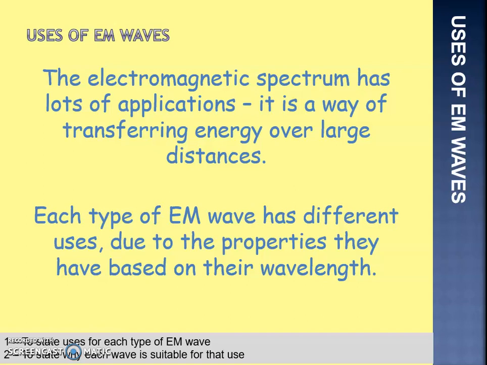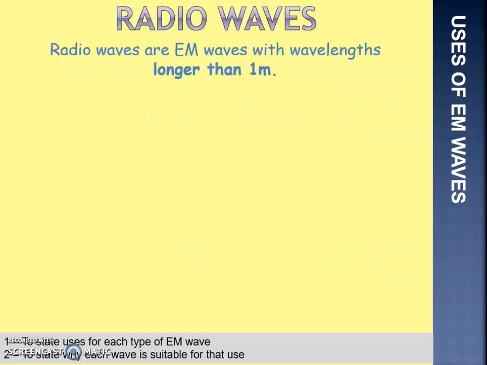We're going to look at each electromagnetic wave in turn, discuss their uses, and answer some questions on those. So to start off, radio waves. Radio waves are electromagnetic waves with wavelengths that are longer than 1 meter. So any electromagnetic wave 1 meter or longer would be a radio wave.